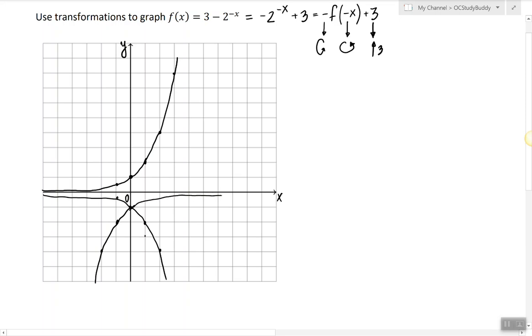So now the asymptote is on the right side, and lifting it up by 3 units will raise everything, including the horizontal asymptote, up by 3 units. So it's going to look something like this.